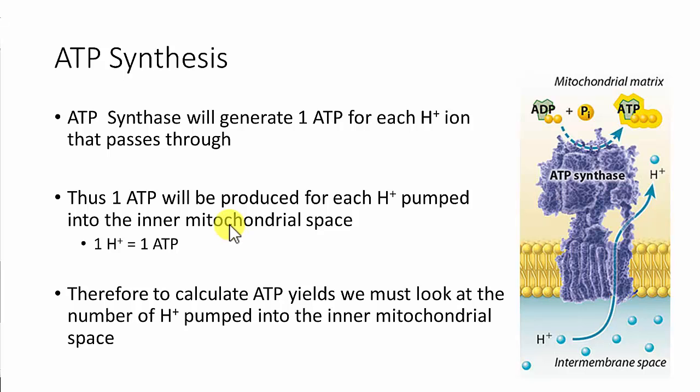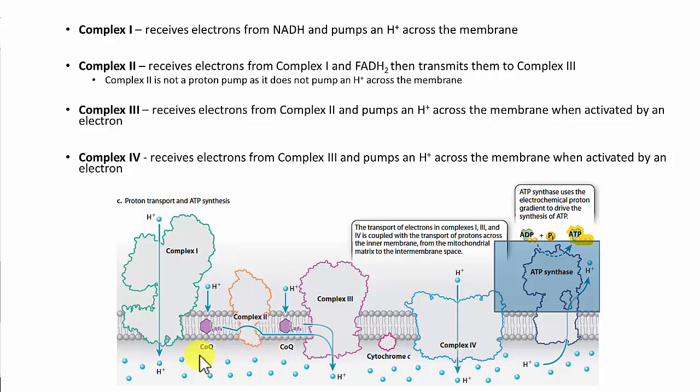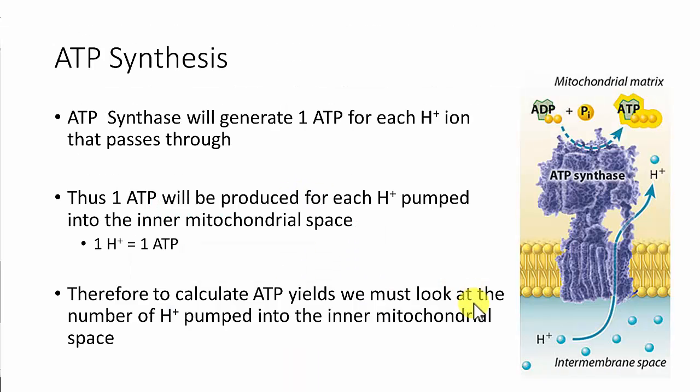For each H plus that we pump into this space, backing up one more time, an H plus will move through the ATP synthase enzyme and be responsible for generating 1 ATP. So for every H plus we pump into the space, we can theoretically generate 1 ATP. So 1 H plus equals 1 ATP in the grand scheme of things. It's what we call the theoretical yield.